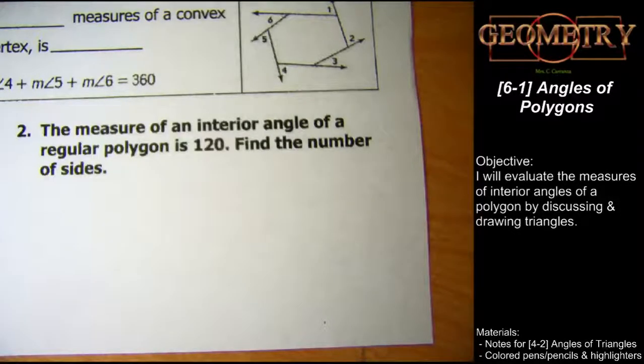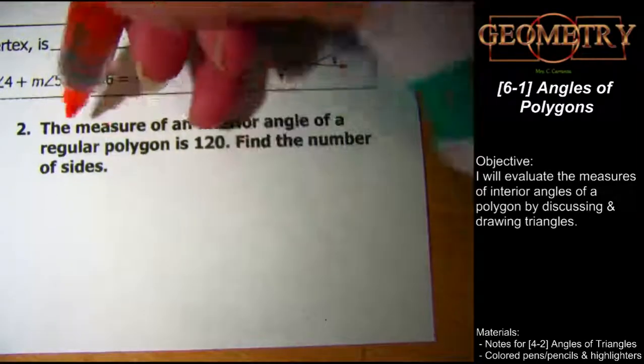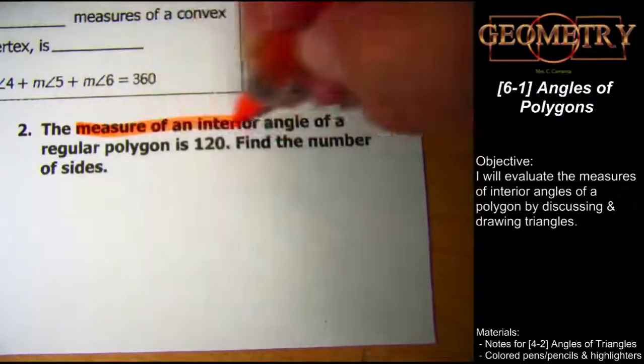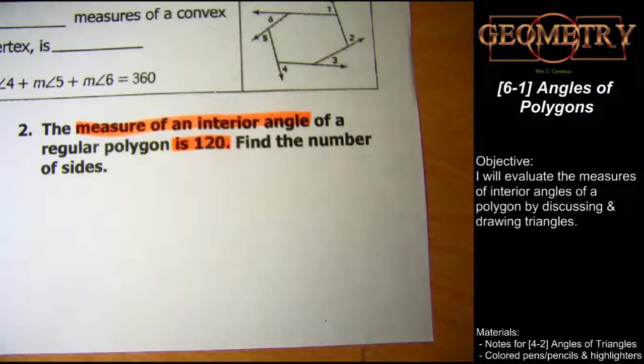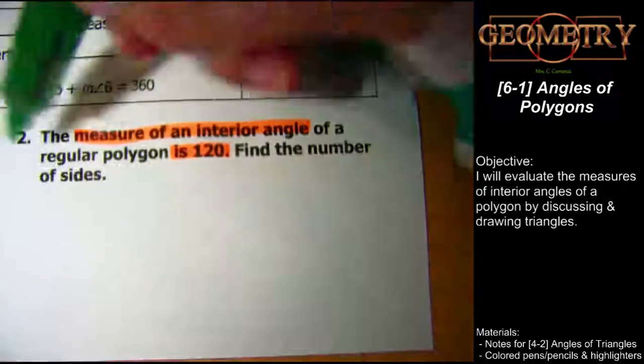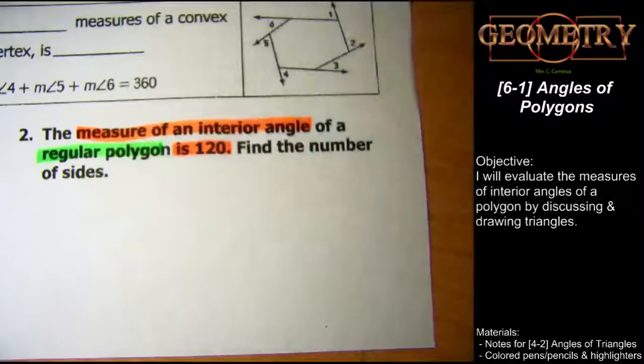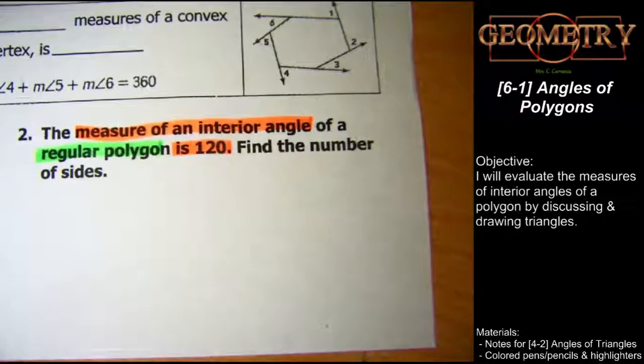Thank you. All right, number 2 says the measure of an interior angle of a regular polygon. So the measure of just one interior angle of some sort of polygon is 120. But I'm told this thing is a regular polygon. All sides are equal, all angles are equal. So I know that however many sides or angles this thing has, all of those angle measures are exactly the same.